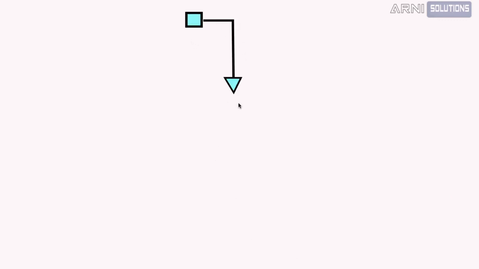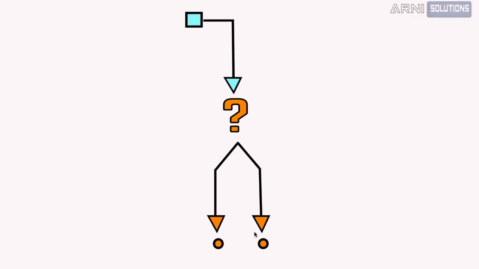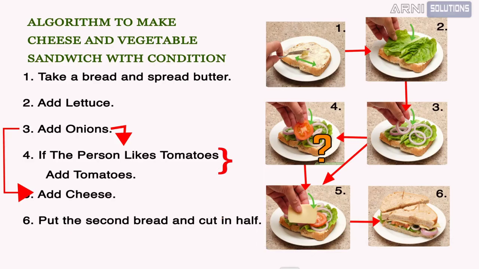Conditionals are a bit different. Instead of following a specific order of events, they ask a question in order to figure out which path to take. Let's look at the sandwich recipe again. Let's say some of us don't like tomatoes in a sandwich. So at the step of adding tomatoes, we will ask if the person for whom we are making the sandwich likes tomatoes in a sandwich or not. And based on that, we will either add tomatoes or not.